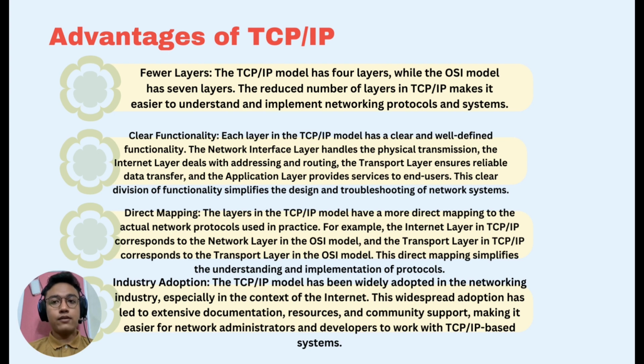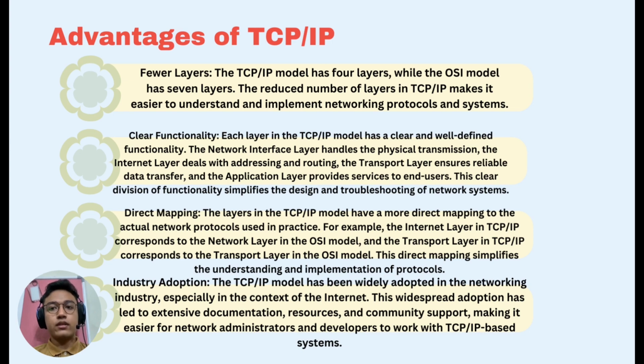Next, clear functionality. Each layer in the TCP/IP model has a clear and well-defined functionality. The network interface layer handles the physical transmission, the internet layer deals with the addressing and routing, and the transport layer ensures reliable data transfer. And last one, the application layer provides service to the end user. This clear division of functionality simplifies the design and troubleshooting of the network system.